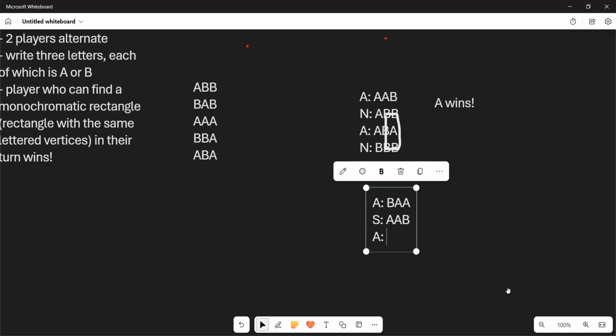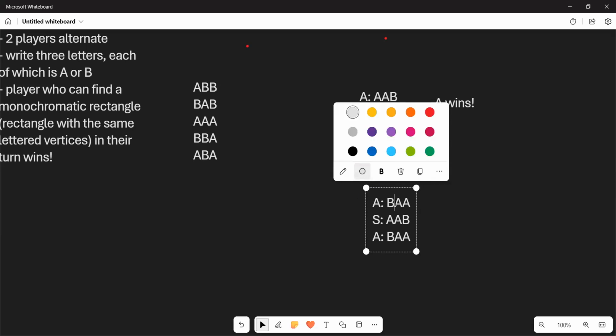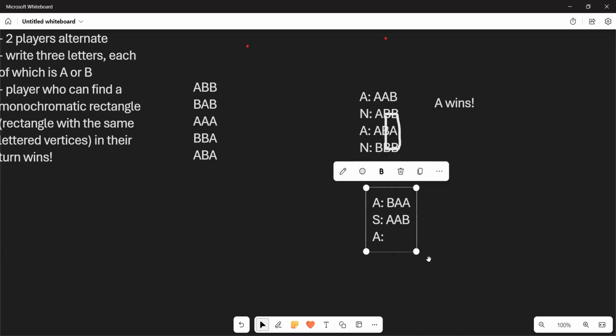Excuse me, ma'am, can you repeat the arrangement you have used twice? Great question. What happens if Akhil writes BAA here? Ma'am, then we will obviously find a rectangle. Exactly. Great questions coming up. These are definitely going to help us solve this.